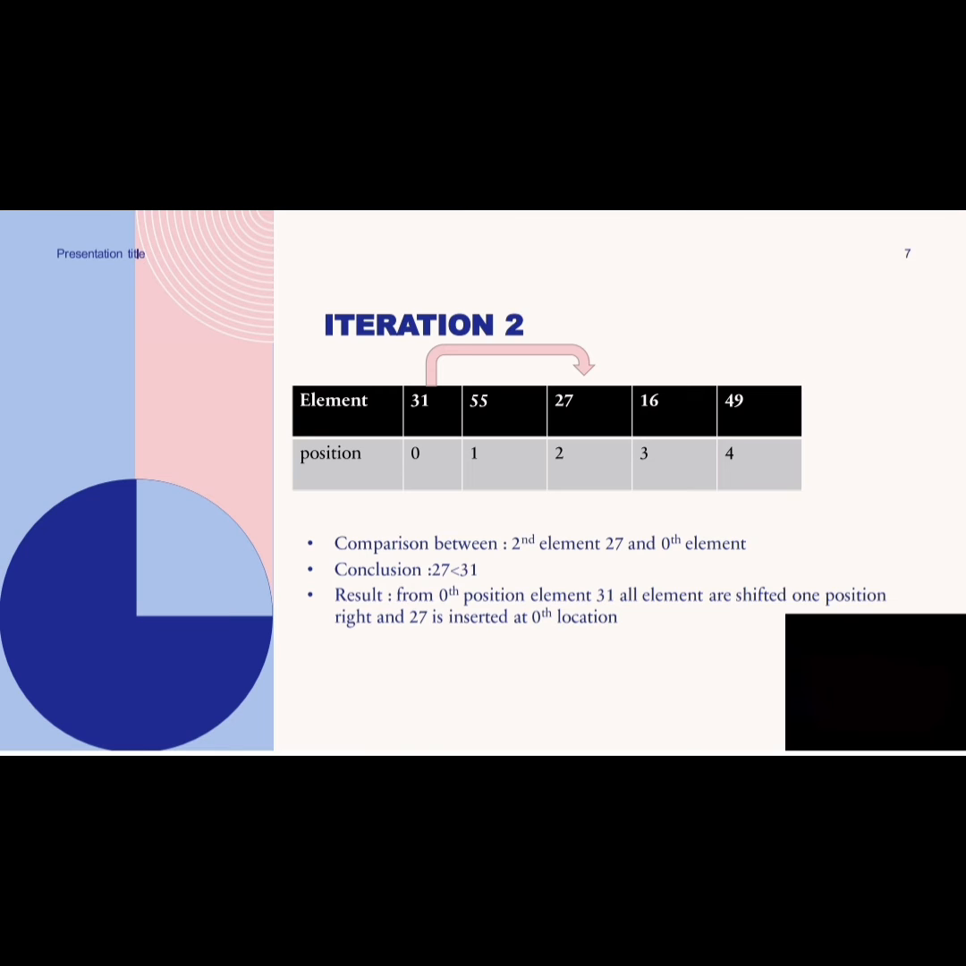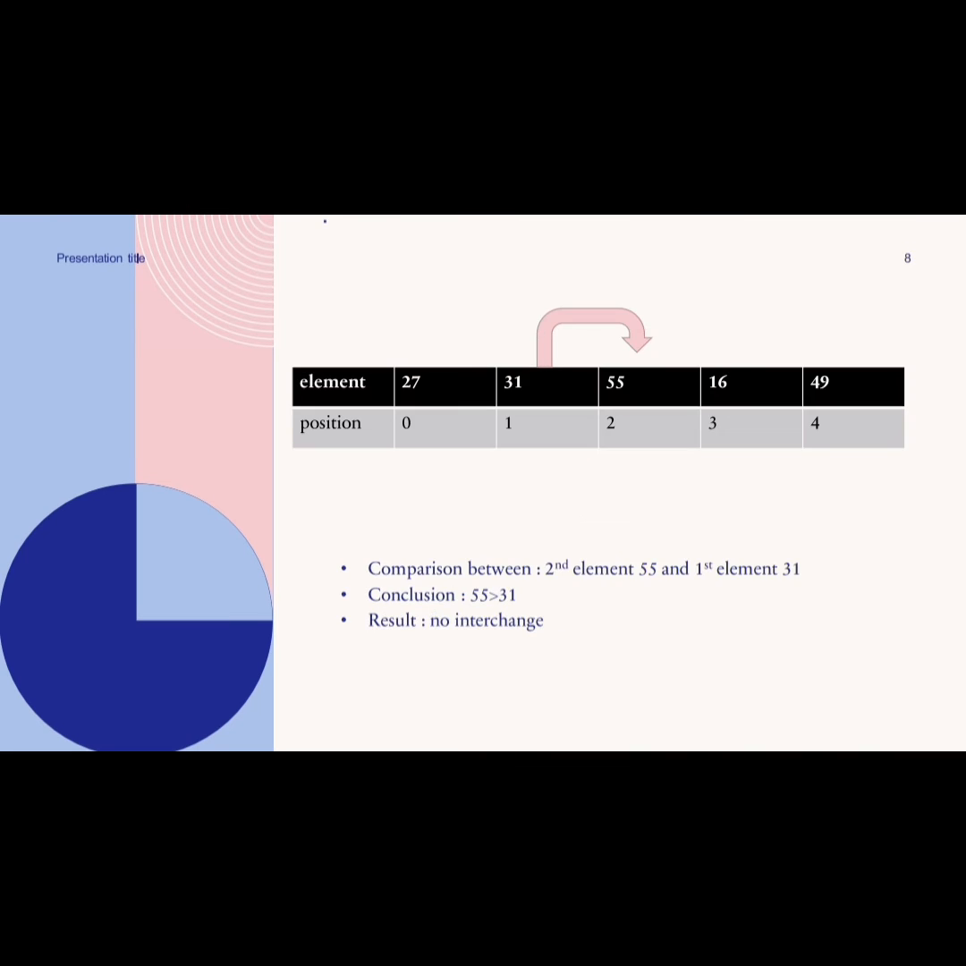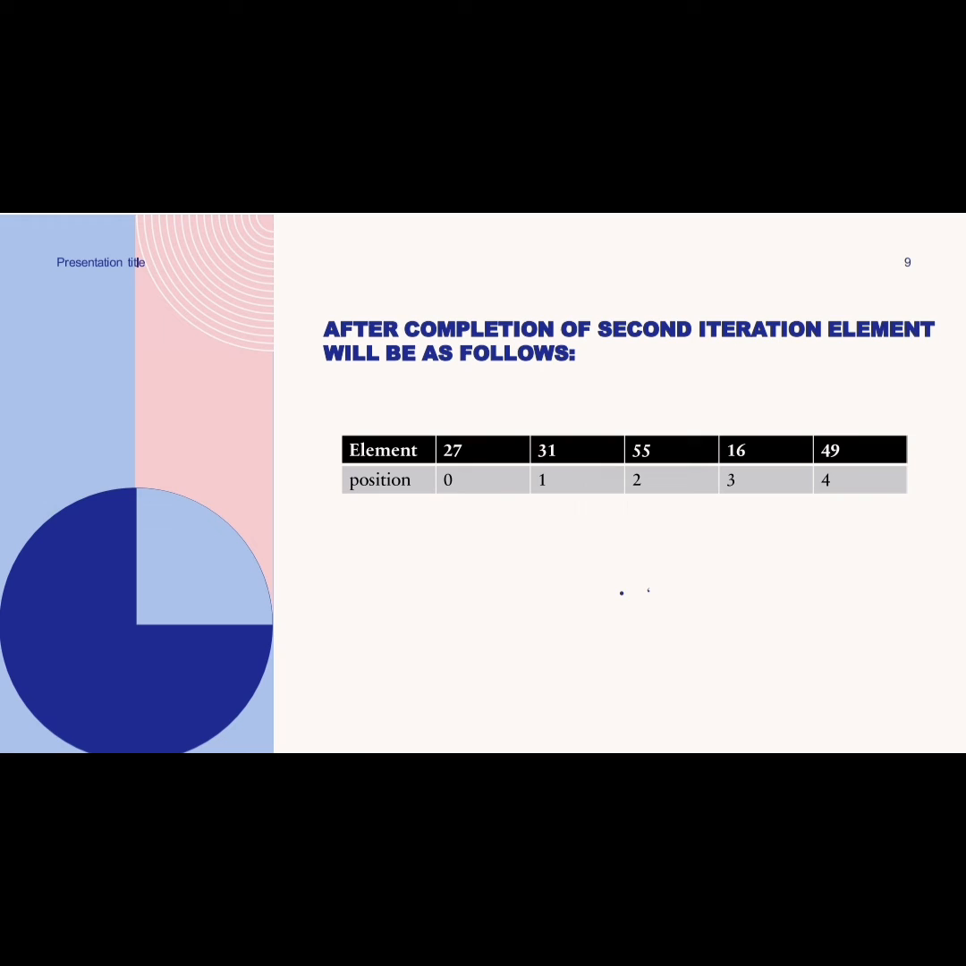The result is that from the zeroth position element 31, all elements are shifted one position right and 27 is inserted at the zeroth location. In the next iteration, the comparison between the second element 55 and the first element 31. The conclusion of this iteration is that 55 is greater than 31. So the result of this iteration is no interchange. After completion of the second iteration, the elements will be as follows.